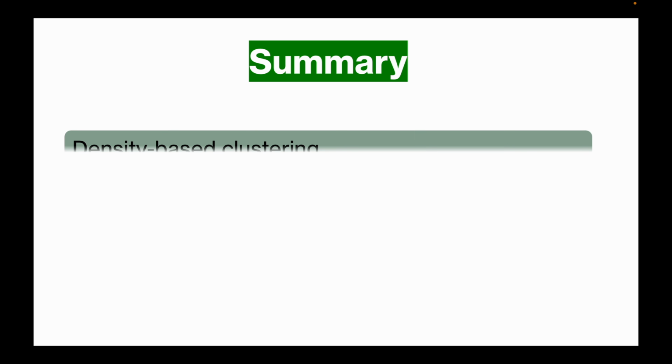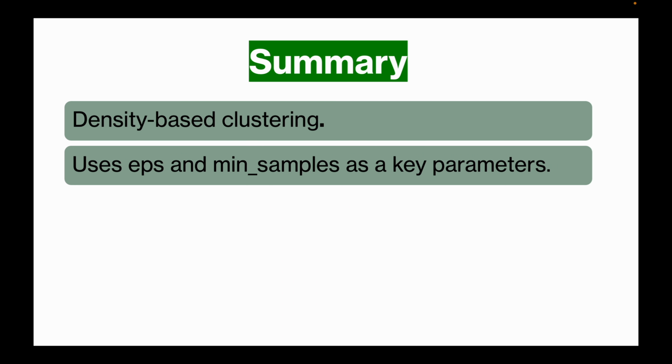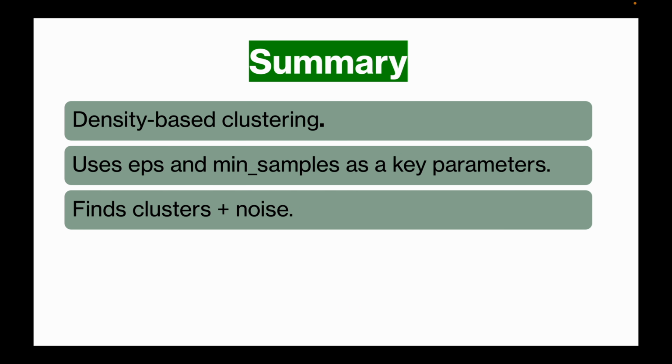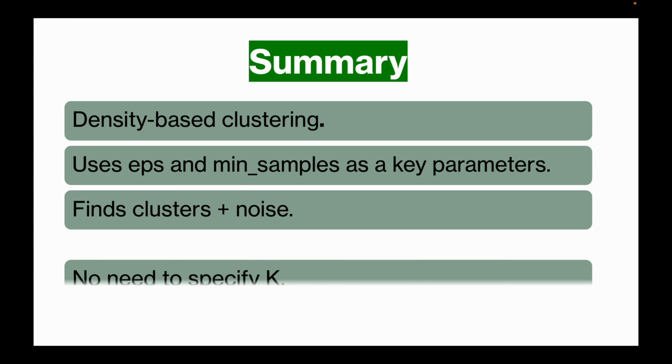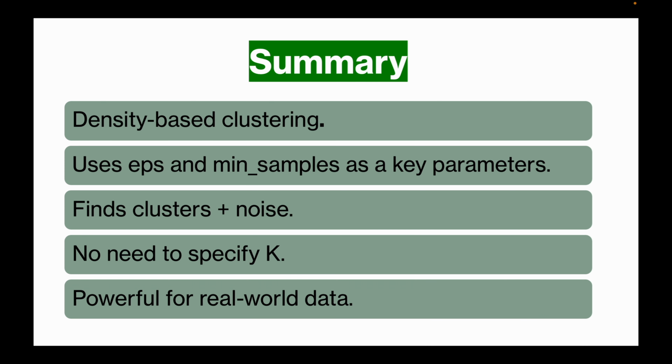Now let's see the summary. We understand that DBSCAN is a density based clustering algorithm. It uses EPS and minimum samples, or minimum points, as key parameters. Then it finds clusters plus noise, and there is no need to specify K in this method, and it is powerful for real world data.